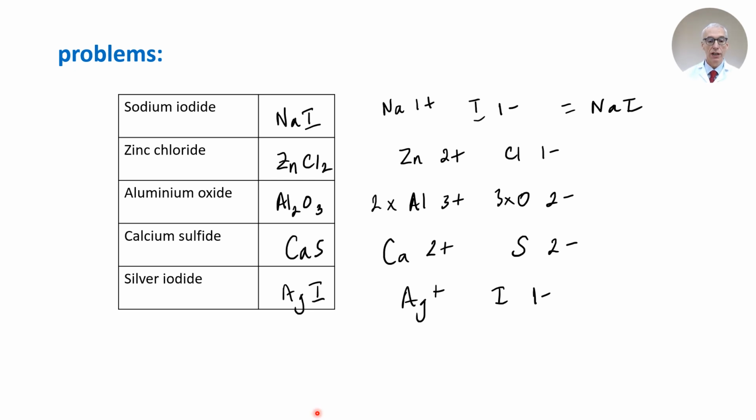All these ion combinations sum to 0. 2 plus and 2 times minus 1. 2 times 3 plus and 3 times 2 minus sum to 0. Calcium 2 plus, sulfide 2 minus sum to 0. So that is the key to working out your simple binary ionic compounds.